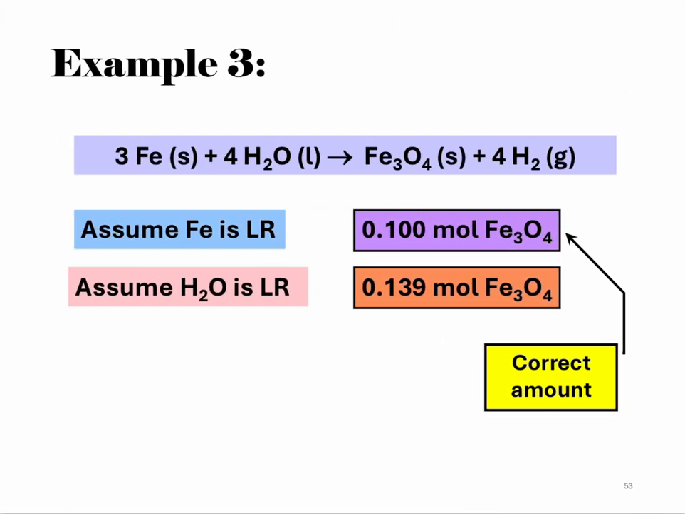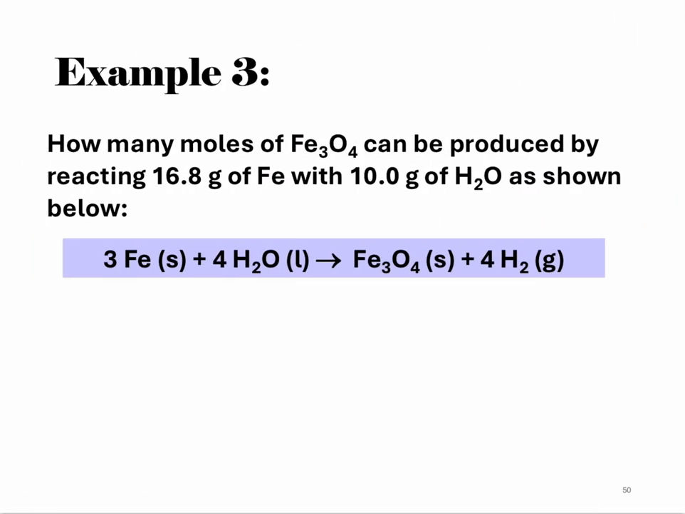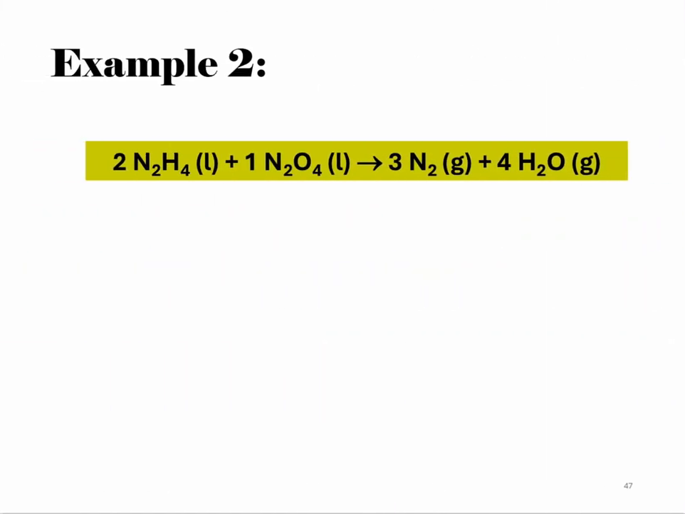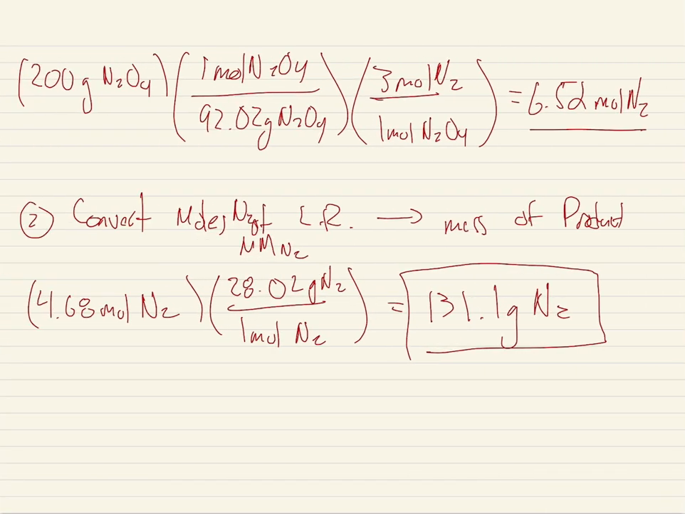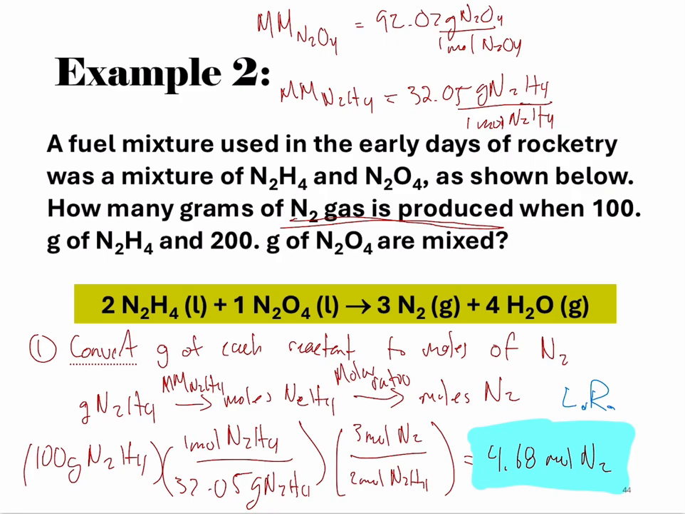Theoretical yield, limiting reagent. We ended with this problem, where, let me go all the way back here, when you have a problem like this, you assume each reactant is the limiting reactant, and then you convert each reactant into moles of the product that you're looking at. So in this case, it was nitrogen gas.